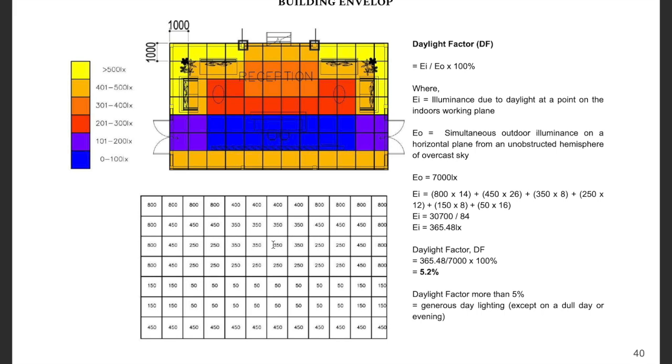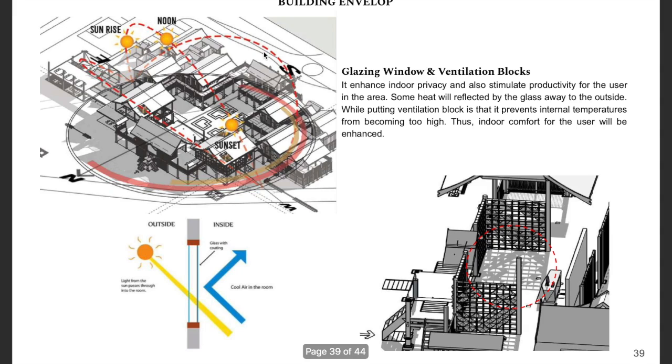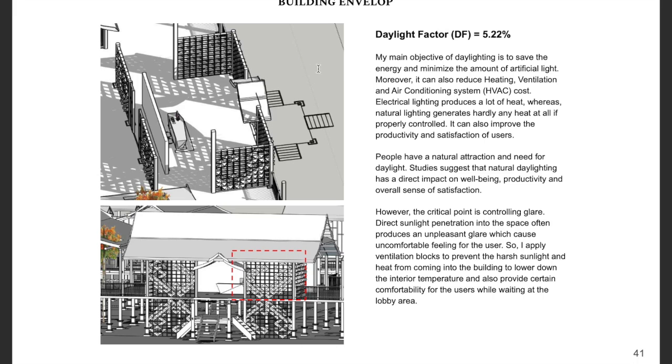And I've actually calculated the reception area whereby the daylight factor is 5.2%, which means it has a generous daylighting. I've covered it with a pattern with the ventilation block where it will prevent the harsh sunlight while maintaining the inner comfort of it. Through my finding, people have a natural attraction for the needs of daylight. A study suggests that nature's daylighting will have a direct impact on well-being, productivity, and overall sense of satisfaction of a person.